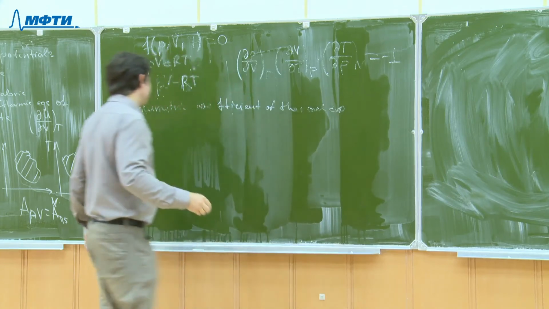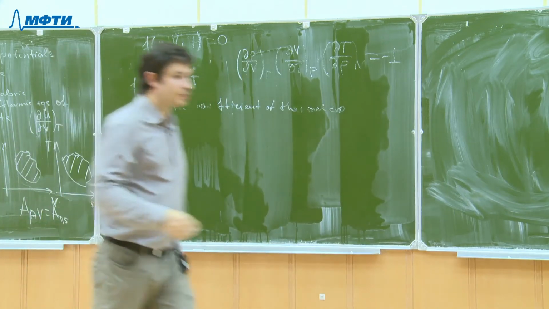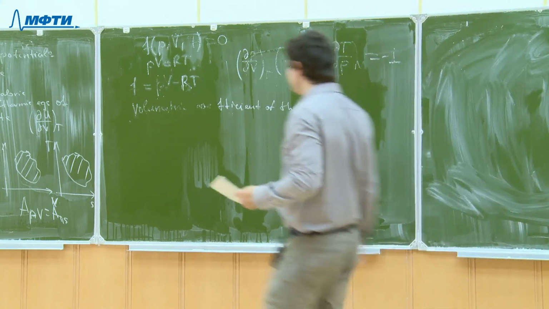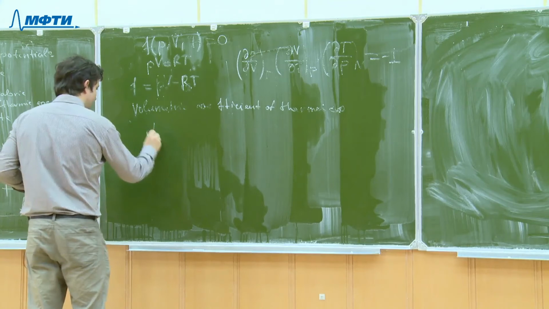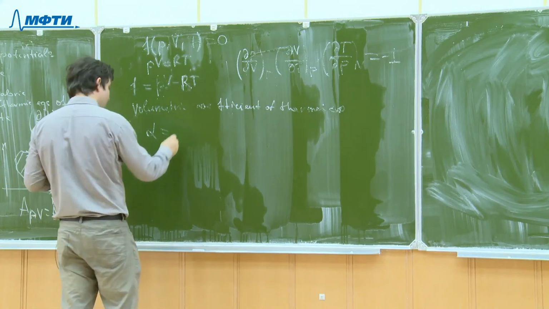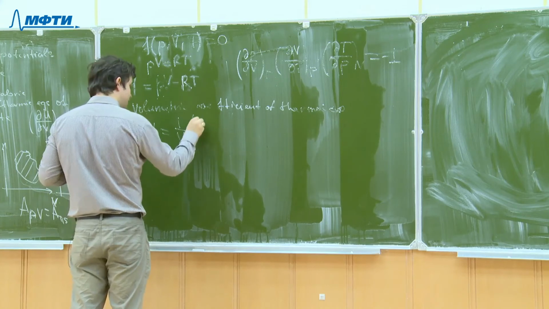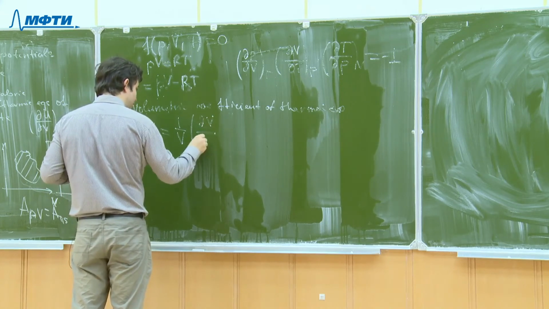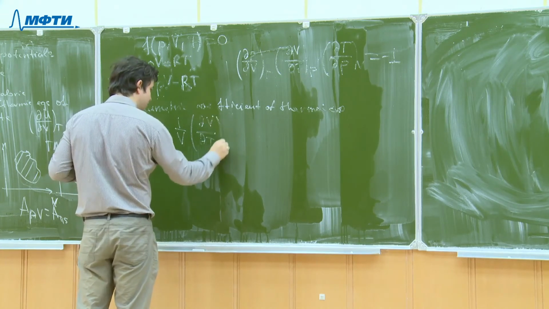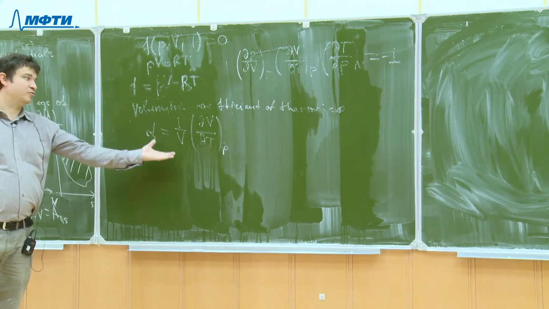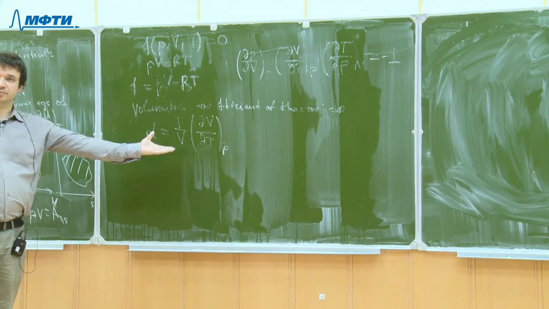Thermal expansion. We have some letter, alpha. Alpha is 1 over the volume times dV over dT at constant pressure. So why do I have 1 over the volume in this expression?